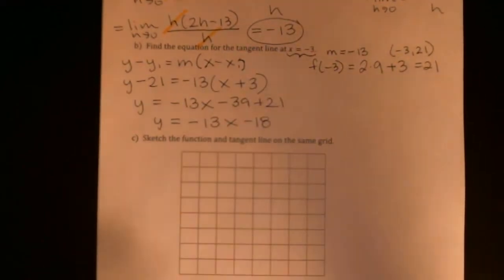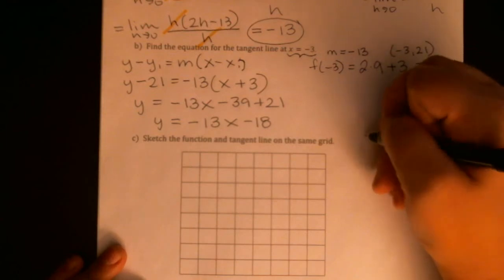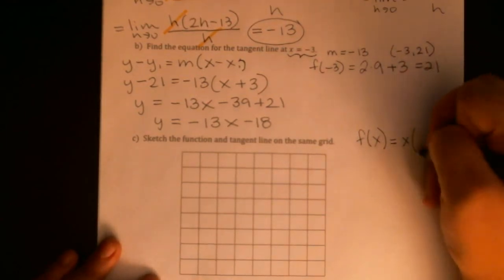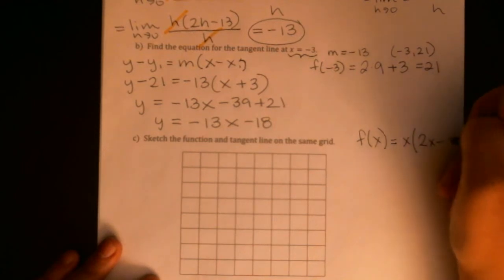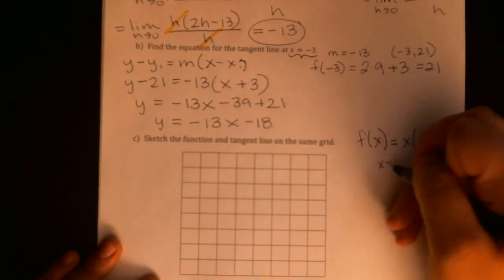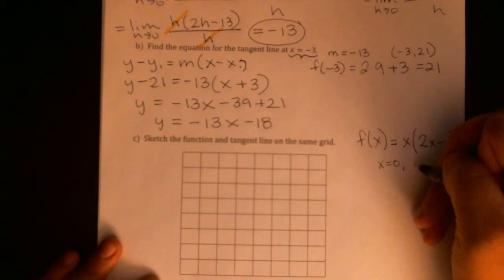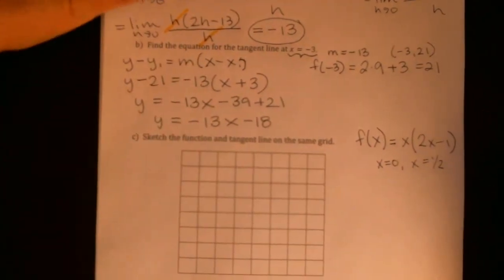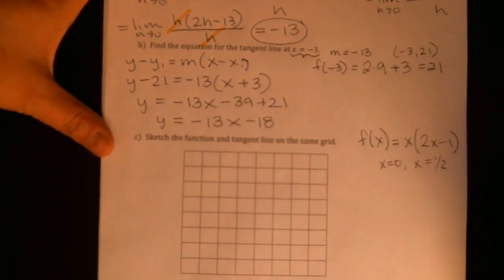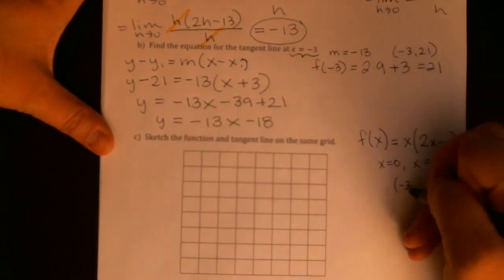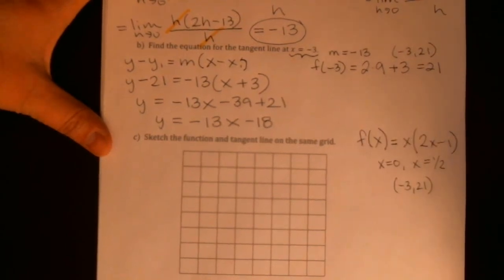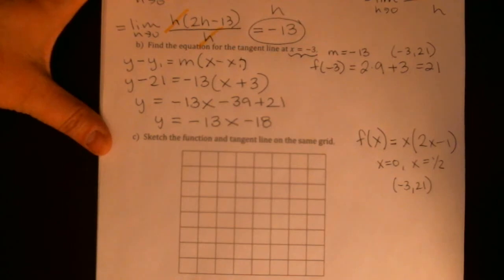Okay, so let's see if I can get an idea of what this thing looks like. I think factoring actually will help me out just a little bit. If I factor out an x, I get 2x minus 1, which means my intercepts are at x equals 0 and x equals 1/2. And then I'm interested in what's happening at x equals negative 3. So we know we have to fit the point (-3, 21) on our graph. Geez, we have kind of a big y scale. And this is positive, so it opens up.